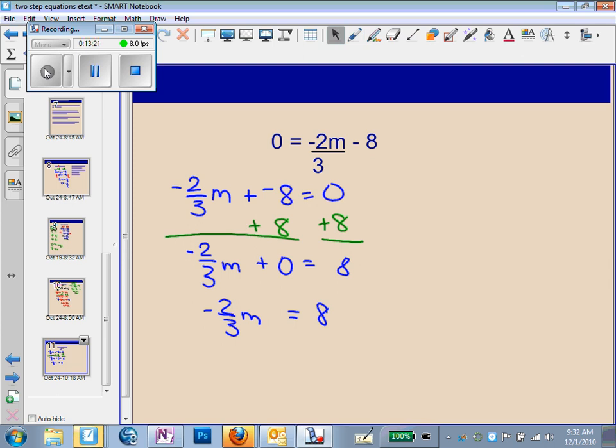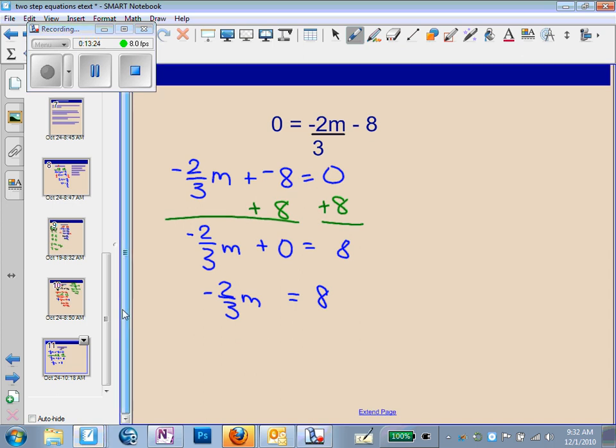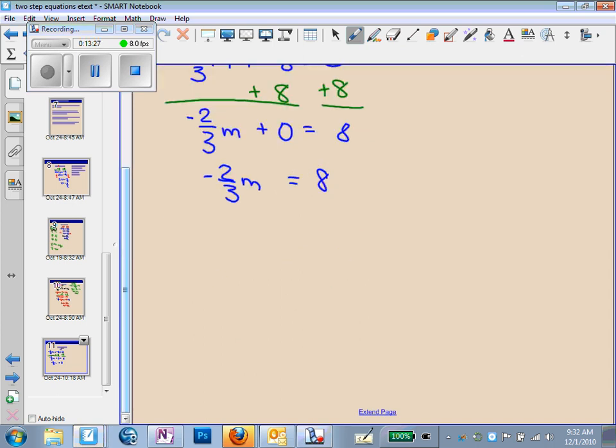Now I'm going to work with the reciprocal property, which is the last one I do. I'm going to multiply by the reciprocal of the number that's being multiplied by my variable. So the reciprocal of -2/3 is -3/2. I'm going to multiply both sides by -3/2. And I'm going to get 1 times m on the left. And on the right, I want to make sure I cross out so we keep the arithmetic nice and easy. So I get 1 times m equals -12. 4 times -3 is -12. And 1 times 1 is 1. So it's -12/1.